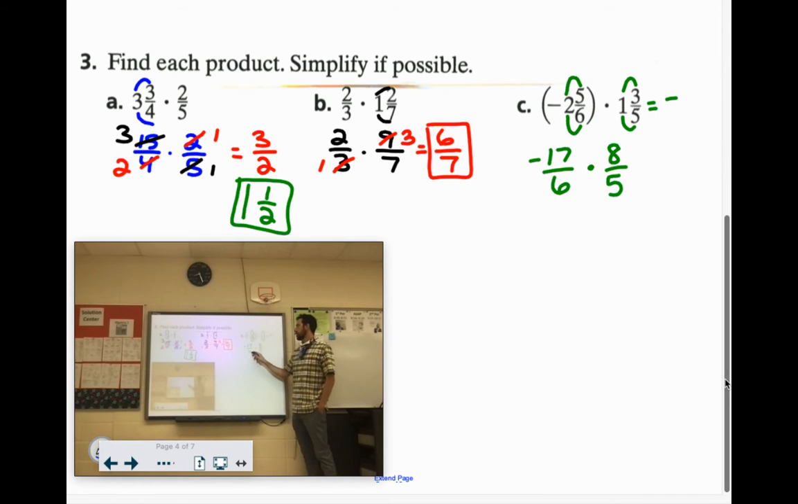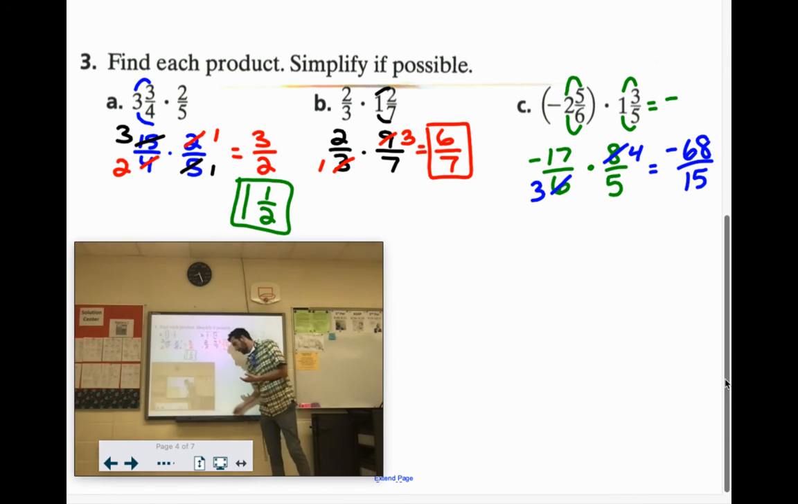6 and 8 have something in common. They're both divisible by 2. 5 and 17 don't have anything in common, so there's nothing else we can simplify. Negative 17 times 4 is negative 68. 3 times 5 is 15.